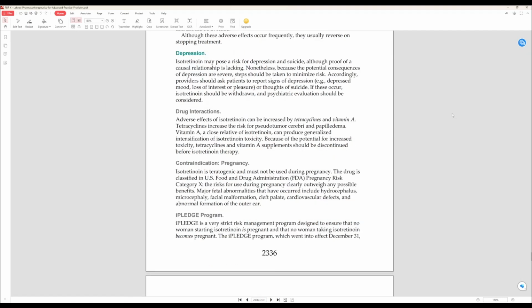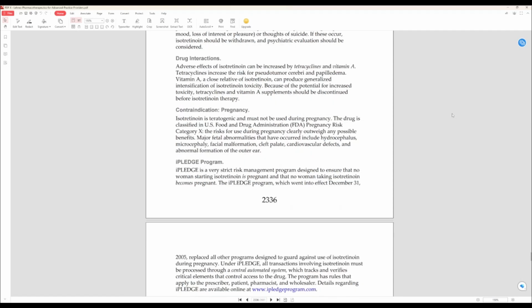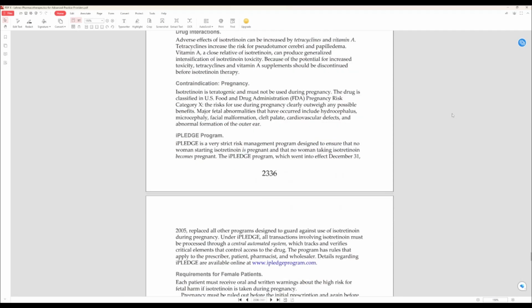The iPledge program. iPledge is a very strict risk management program designed to ensure that no woman starting isotretinoin is pregnant and that no woman taking isotretinoin becomes pregnant. The iPledge program, which went into effect on December 31st, 2005, replaced all other programs designed to guard against the use of isotretinoin during pregnancy.